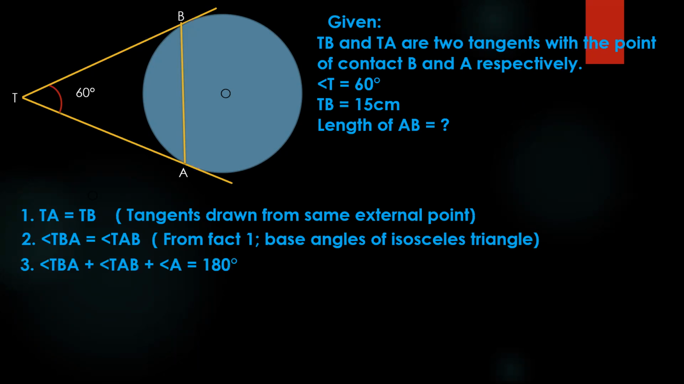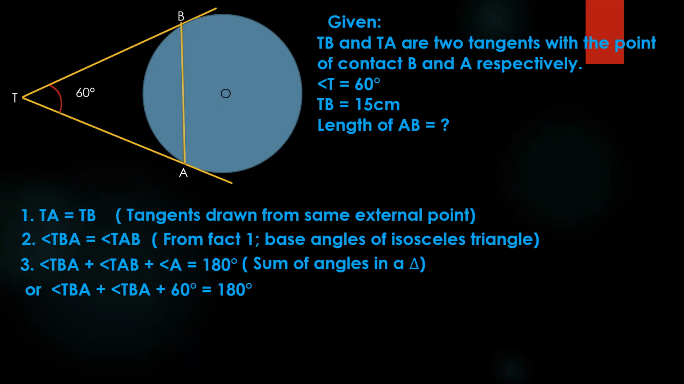Okay, now we can use angle TBA plus angle TAB plus angle T is equal to 180 degrees. That is the sum of angles in a triangle. Okay, now we can write angle TBA plus angle TBA, because we replace TAB by TBA, since angle TBA and TAB are both equal, plus 60 degrees equals 180 degrees. So here we can add these two angles and make it twice angle TBA is equal to 180 degrees minus 60 degrees. So angle TBA is equal to 180 minus 60 gives you 120 degrees, divided by 2 will give you 60 degrees here.